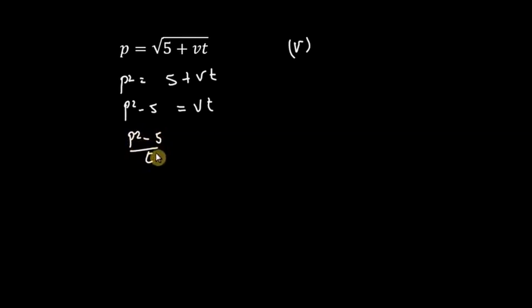Let's move on to question 2c. Here we have a problem involving transposition where we need to change the subject to v. So what is our first step? First, we get rid of this square root sign by squaring both sides. So we have p squared is equal to 5 plus vt. And then we simply take the 5 across, and therefore p squared minus 5 all over t is equal to v. This would be our answer. We could replace v is equal to p squared minus 5 all over t.